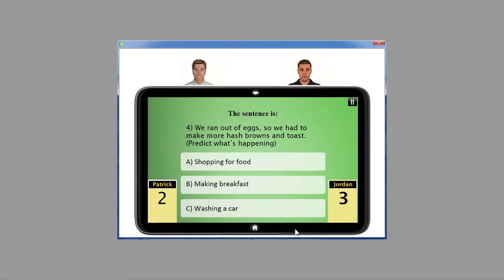The sentence is, we ran out of eggs, so we had to make more hash browns and toast. Predict what's happening. I would disagree. I think it is A. Shopping for food. Patrick, you are correct. Good effort. The correct answer is B. Making breakfast.